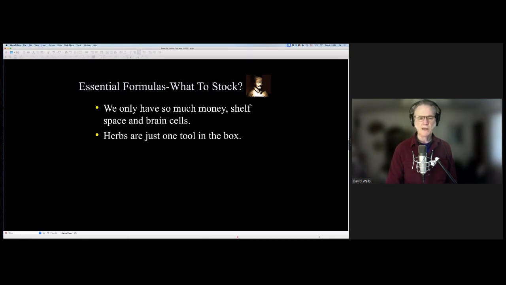Keeping in mind that I am not primarily an herbalist. I'm not trying to solve every problem with herbs. Herbs are just one tool in my box. So we have to look at what are the unique benefits of Chinese herbs.